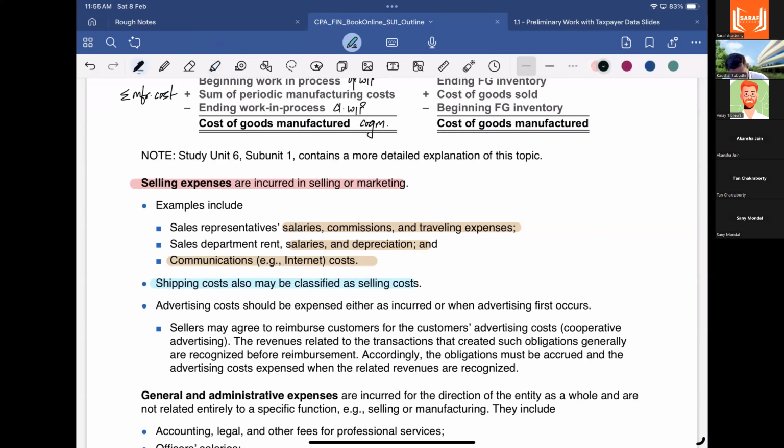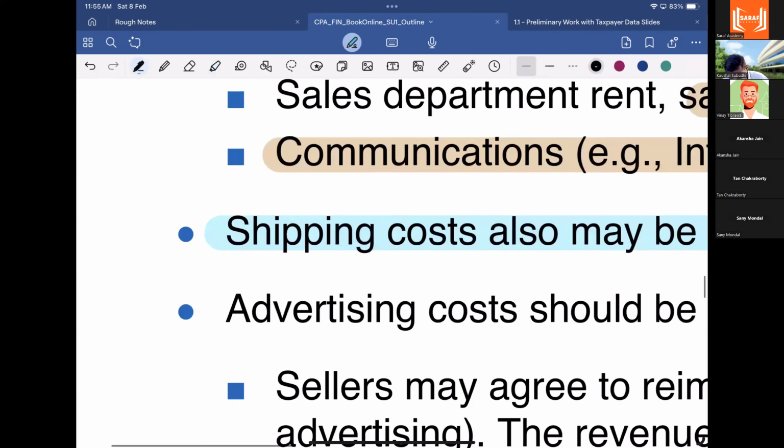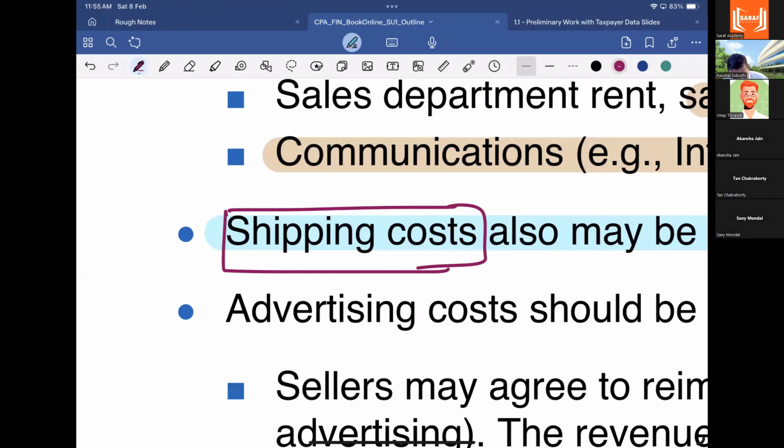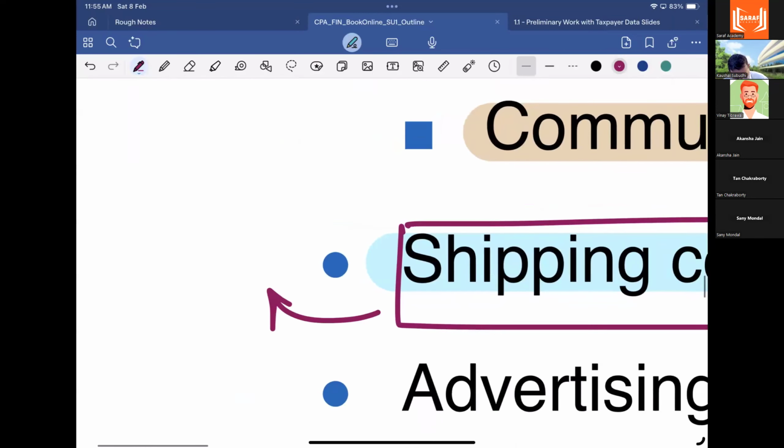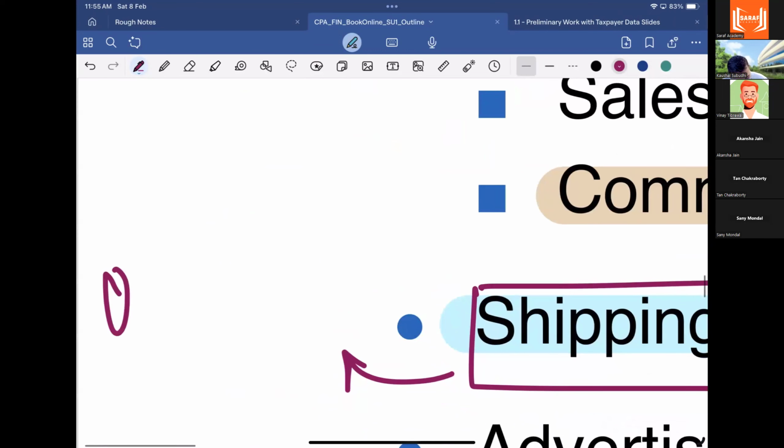Just letting you know that shipping cost over here can be a little bit of a debatable topic, so just keep that in your mind. You know, shipping cost means it should be the outward freight.